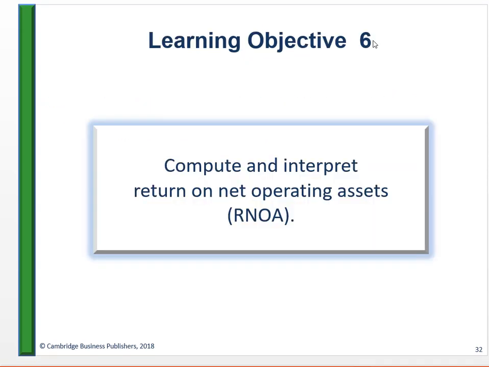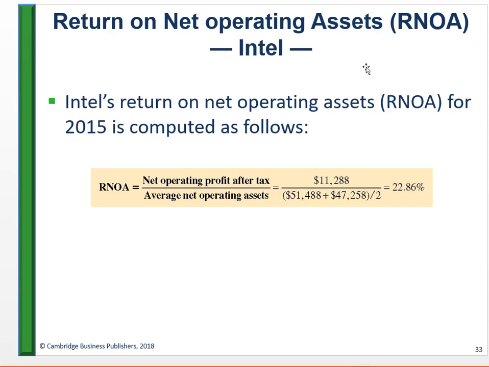Okay, moving on to Learning Objective 6, where we'll compute and interpret the return on net operating assets. We already calculated net operating assets, so let's look at that total ratio here again, where we'll take return on net operating assets equals net operating profit after tax divided by average net operating assets. So we know each of these components. We can plug Intel's numbers in for each one. Again, we're taking the average in the denominator, just be aware of that.